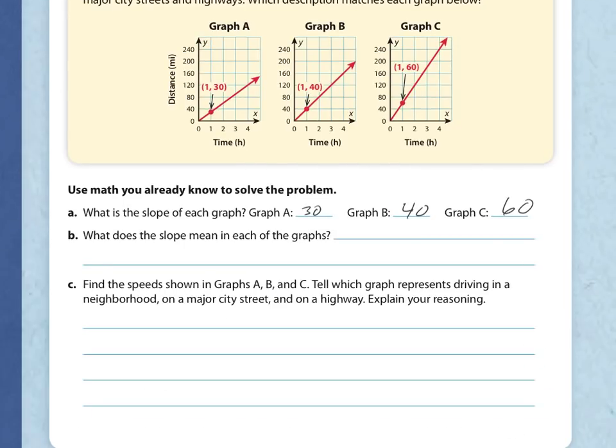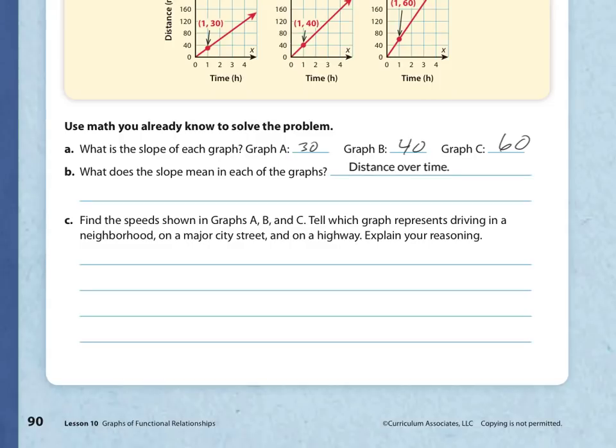For part B, it says, what does the slope mean in each of the graphs? So now, to be able to answer this question, we need to put it into context. That means that we're going to look at the y, and we're also going to be paying attention to the x. So we know that we're going to be talking about distance over time. So for graph A, he's going to be driving 30 miles per hour. For graph B, he's going to be driving 40 miles per hour. And for graph C, he's going to be driving 60 miles per hour. So make sure that you write that down.